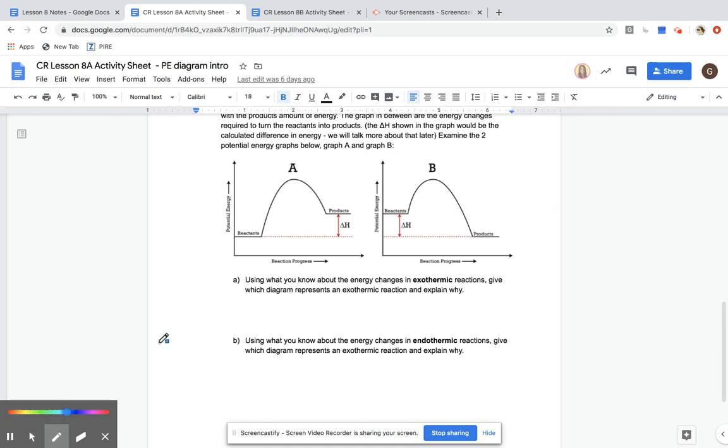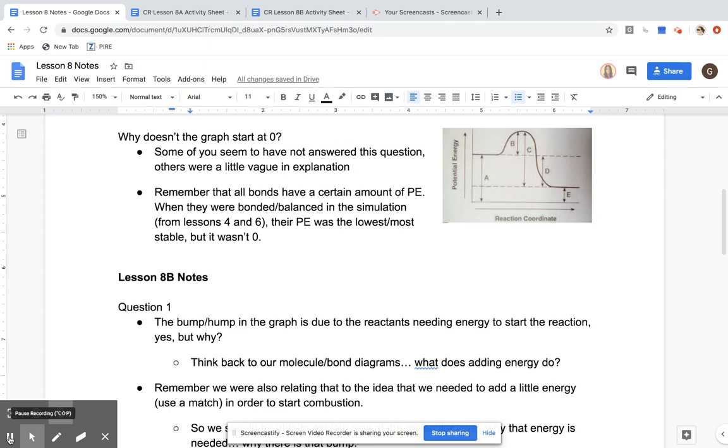Okay, so here, energy basically needed to come in, and that's endothermic. And then here, for the products to have less energy, energy must have needed to come out. So that is then exothermic. Okay. So that is some basics from part A. So now let's talk about lesson 8B.